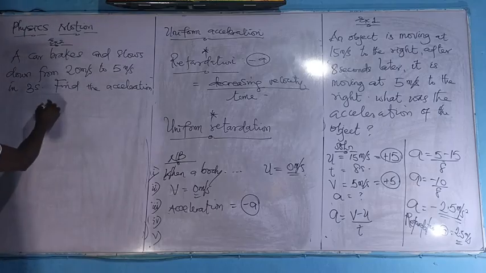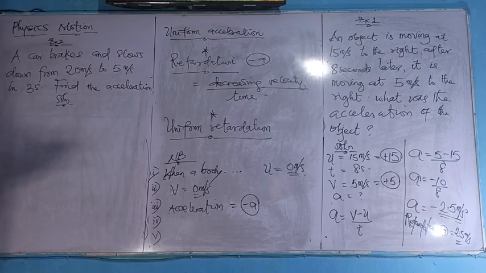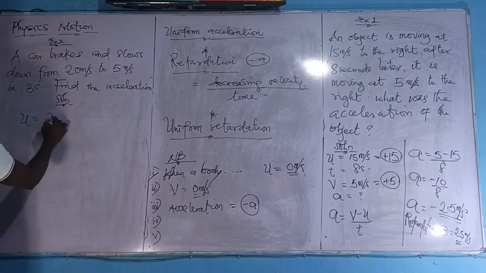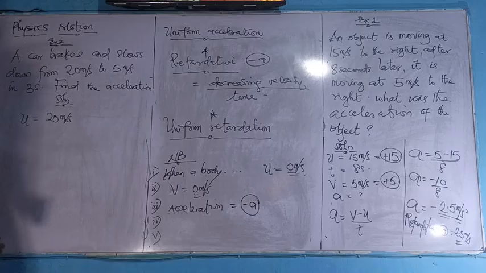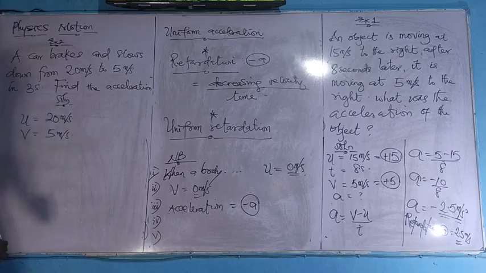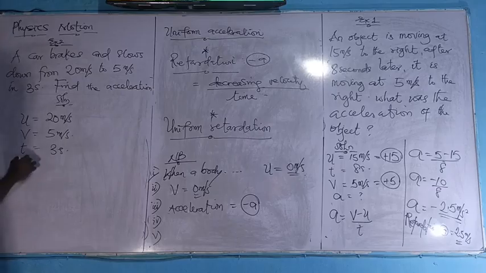Okay, so solution to the question: a car brakes and slows down from 20 meter per second to 5 meter per second. Initially, the velocity of the car is 20 meter per second. Then it brakes and slows down to a velocity of 5 meter per second in 3 seconds. So the time now is 3 seconds. Now find the acceleration.